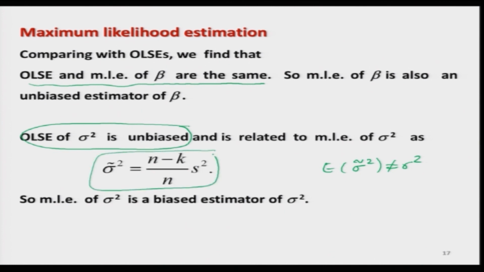This is very simple, you can just obtain it here. Sigma square tilde is 1 over n SS res, and S square is 1 over n minus k SS res. And then you can simply see here SS res is (y minus Xb) transpose (y minus Xb), and you can obtain this relationship from here. Right. So, the MLE of sigma square is a biased estimator of sigma square.